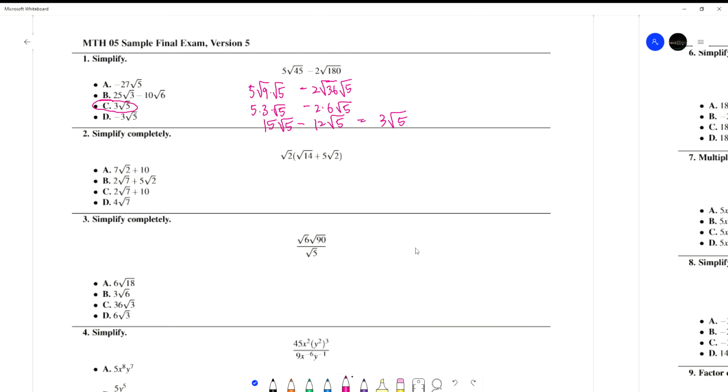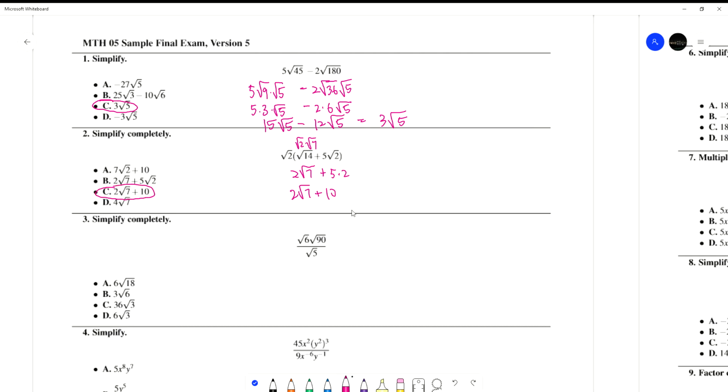And then for number 2, when you're distributing the radical, right? Remember my little trick here? Radical 14 is the same thing as radical 2 times radical 7. And the reason I do that is when you multiply root 2 by root 2, you know that's just a 2. So that's why I get 2 radical 7 plus, and then radical 2 times radical 2 is 2, right? So this is 5 times 2. So 2 radical 7 plus 10 is answer C.